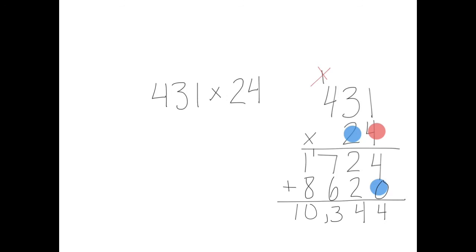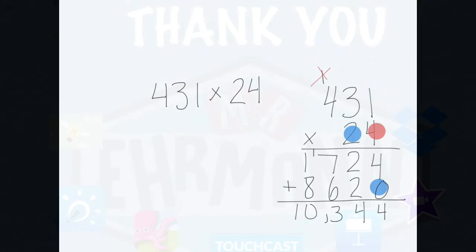So we should have gotten an answer of 10,344. If yours is off, think about what went wrong. Did you forget your placeholder? That would be a common mistake. Did you make a fact mistake somewhere in your multiplication? That could make your answer slightly off, but it's good because you're still understanding the process. We will continue to practice this more together.